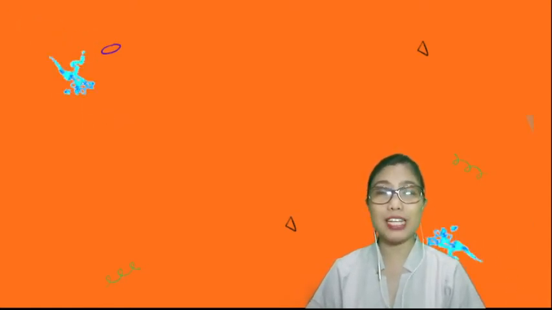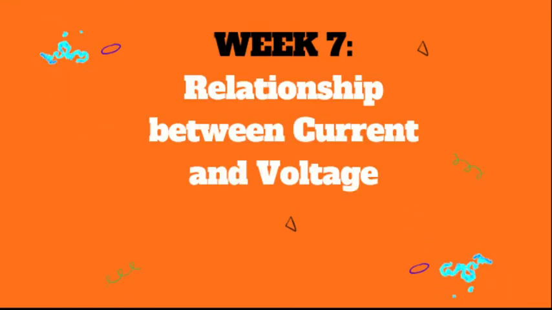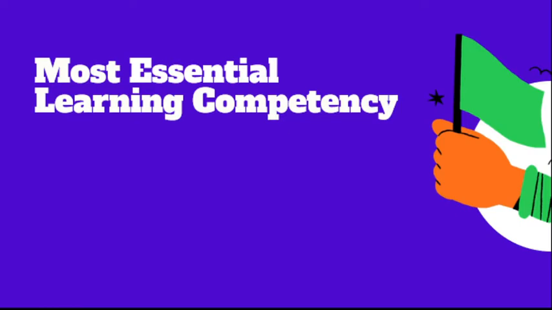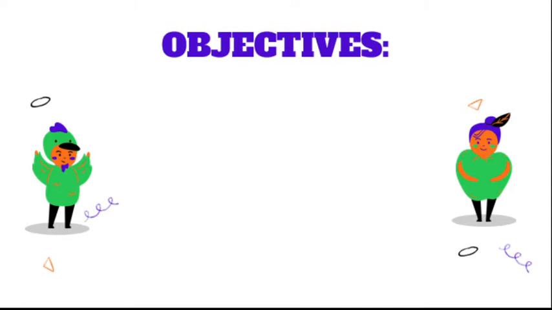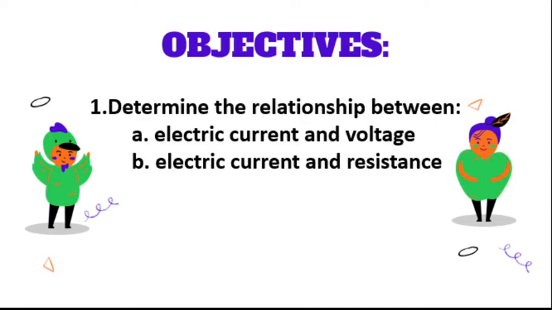Today, we are going to discuss the relationship between current and voltage. Our most essential learning competency for this week: we're going to infer the relationship between current and voltage. Our objectives: number one, determine the relationship between electric current and voltage, and electric current and resistance. And number two, we are going to state Ohm's law.